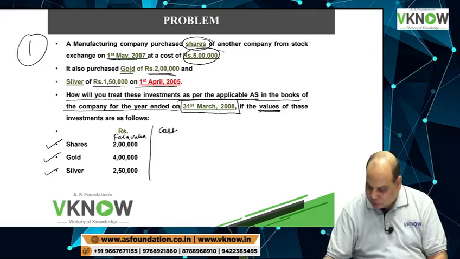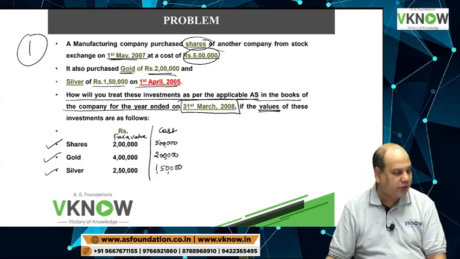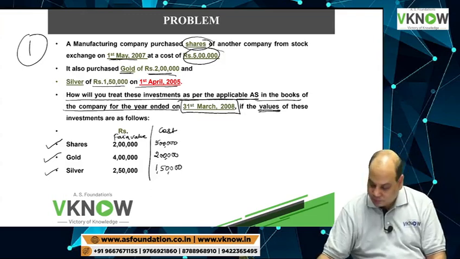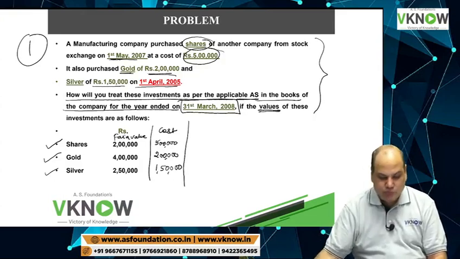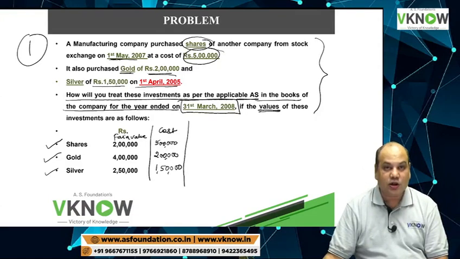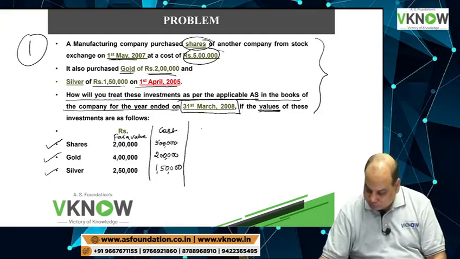What is the cost of share? 5 lakh. What is the cost of gold? 2 lakh. What is the cost of silver? Cost of silver is 1,50,000. Now this question is not clear whether these investments are current investment or long term investment.